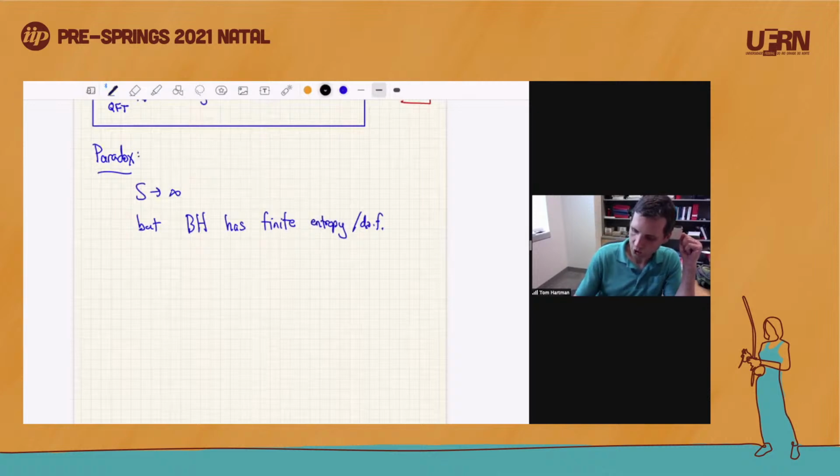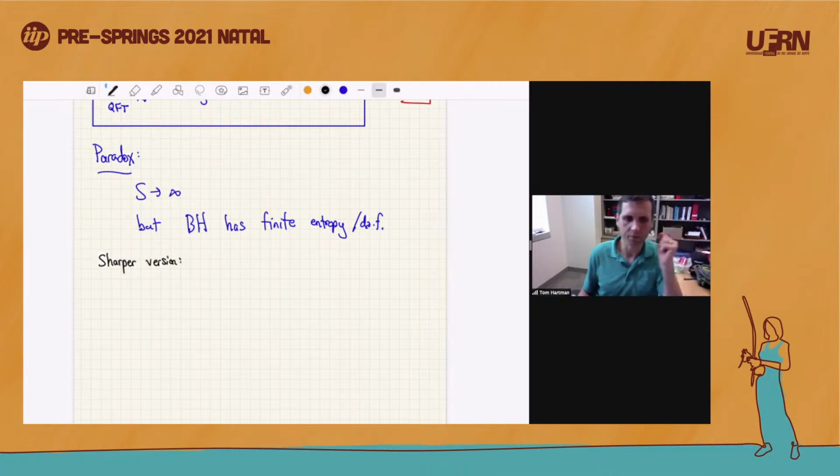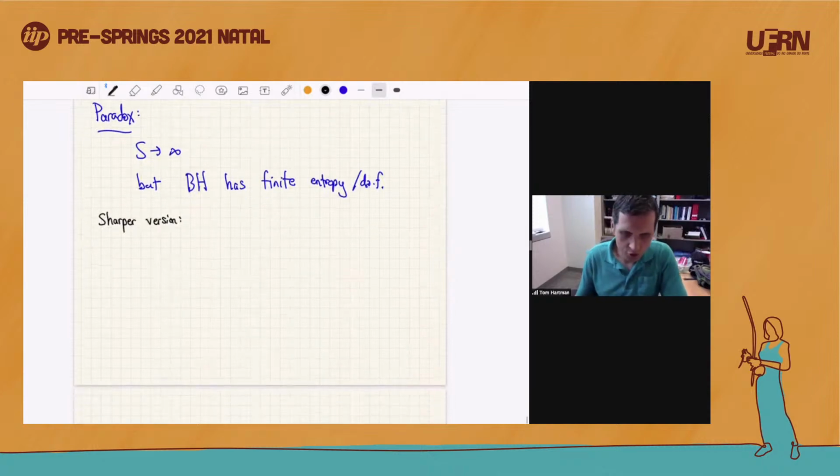Now I want to sharpen this a bit. And this is where we get into the Page curve. So the sharper version of the paradox is to make this quantitative. Okay, infinity is clearly a problem. But when do we really have a problem? There's some finite threshold where we've violated unitarity. So I want to explain what that is. So I have to draw yet another diagram.